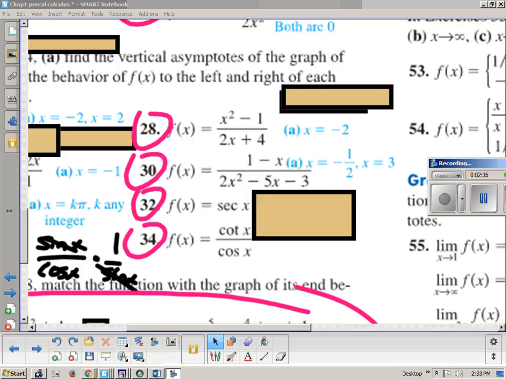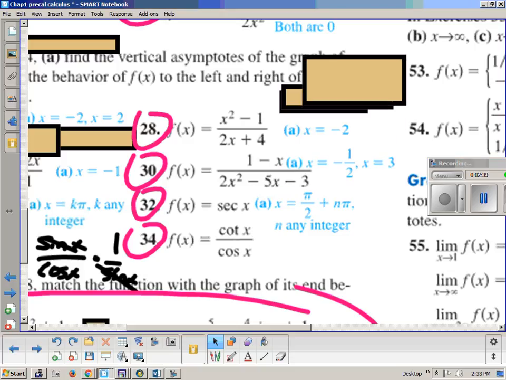Okay, so that's the answer to 30. Negative 1/2 x, and x equals 3. 32 is x equals pi over 2 plus or minus n times pi. That's just adding multiples of 180 to it. So 90 degrees plus 180 plus another 180, and so on and so forth.